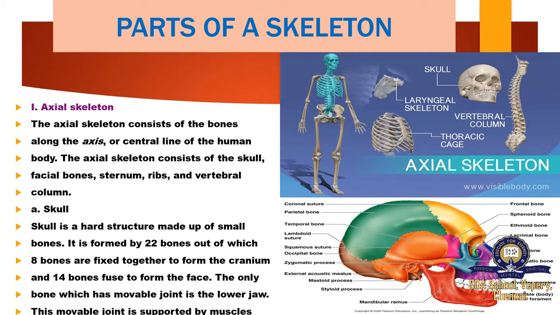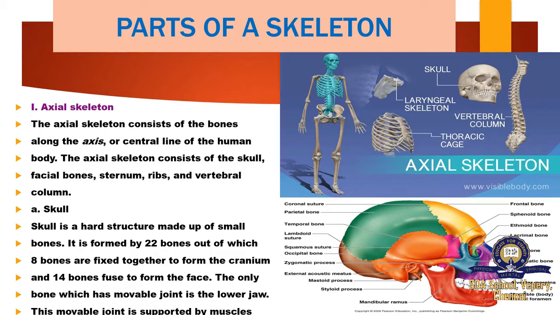Parts of a skeleton. Now we are going to see the different parts of the skeleton. The first one is the axial skeleton. So what is the axial skeleton? Here is the picture of the axial skeleton. The axial skeleton consists of the bones along the axis or central line of the human body.